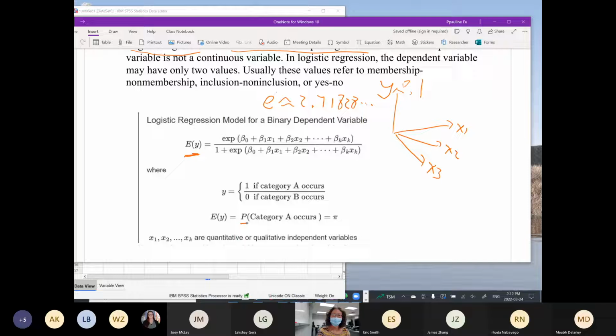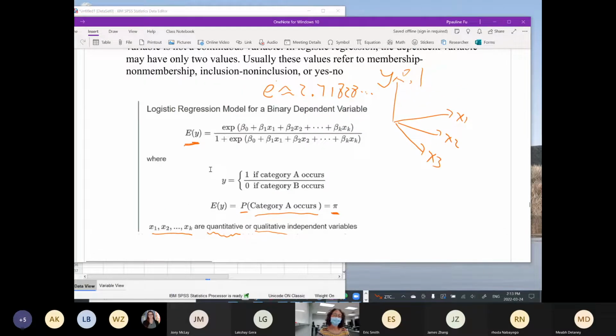The probability: we have two events, either event A or not event A. The probability of event A occurring, we use pi. The independent variables x1 to xk could be quantitative or qualitative.